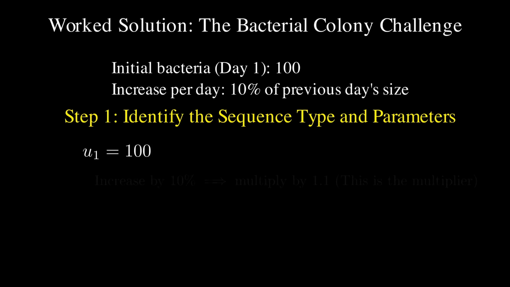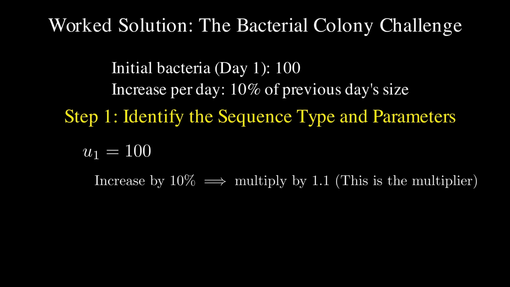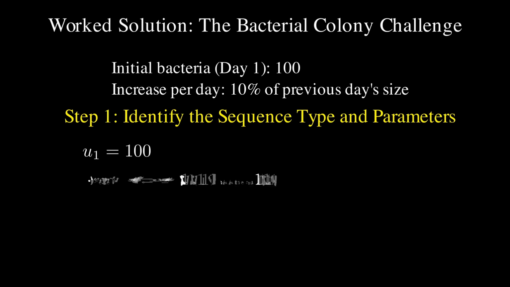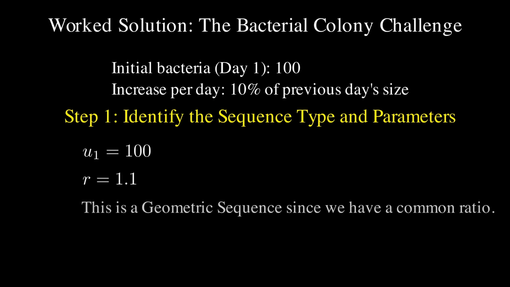The colony increases by 10% of its previous day's size. This means we're multiplying the previous day's count by 1.1. 1.1 is called the multiplier. This constant multiplier tells us we're dealing with a geometric sequence since we are multiplying to get the next term, and our common ratio r is 1.1.